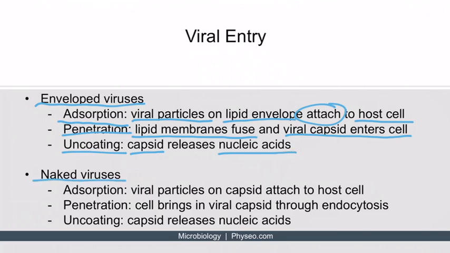Now for naked viruses, the process is basically the same, except when it comes to adsorption, the viral particles are on the capsid, and those are what attach to the host cell. And then with penetration, the host cell brings in the viral capsid through endocytosis. This is different than that fusion we talked about before. But the next step, uncoating, is exactly the same as before. The capsid just releases those nucleic acids into the cytoplasm.